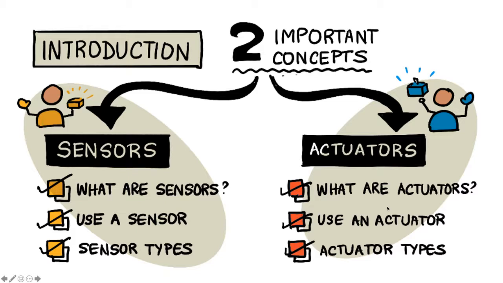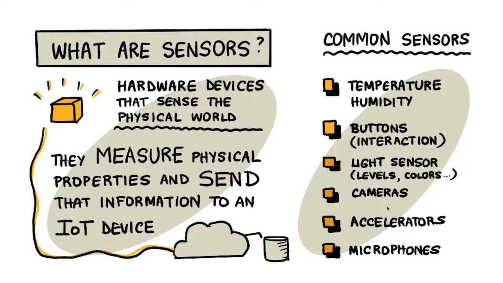So the whole thing is going to be two sections today. One section on sensors, where we look at what they are, how we're going to use them, and then go into sensor types, and then we're going to do the same with actuators in the second half. So let's start with what are sensors.